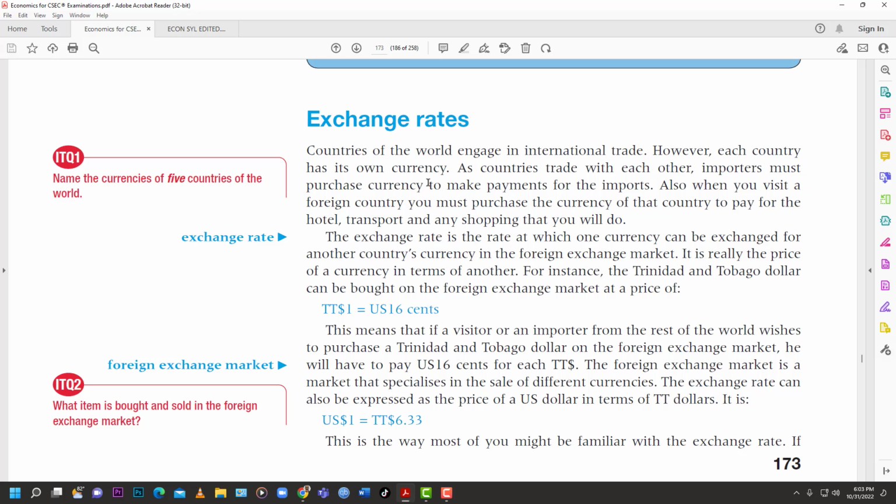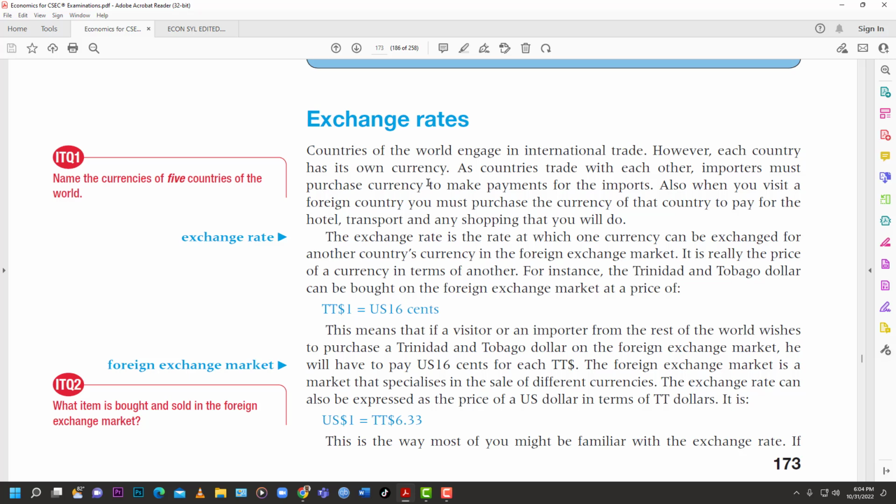The exchange rate is the rate at which one currency can be exchanged for another currency in the foreign market. It is really the price of one currency in terms of another. For instance, the Trinidad and Tobago dollar can be bought on the foreign exchange market at a price of 1 TT equal 16 US cents, or if we reverse that, 1 US dollar equal 6.3 TT, but that's back then when the book was written.